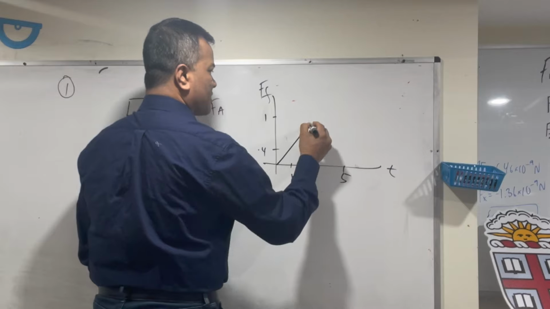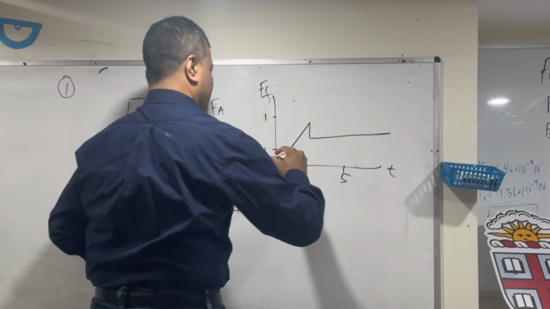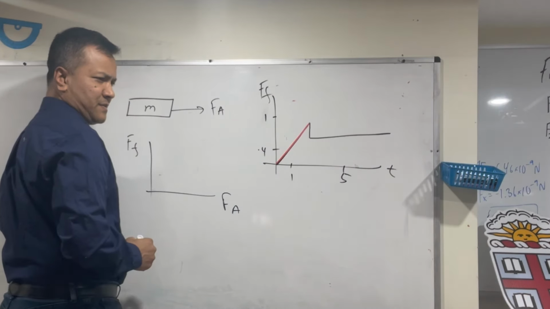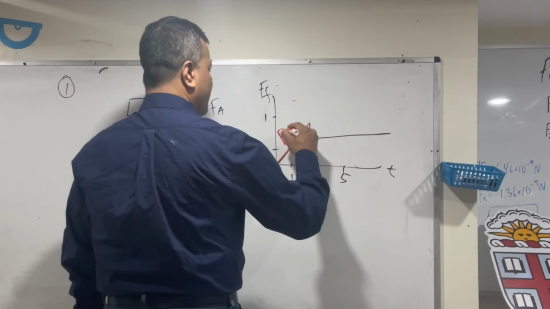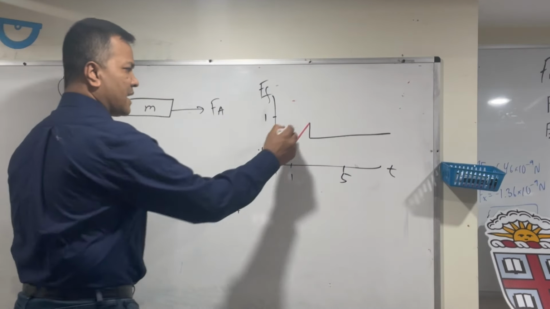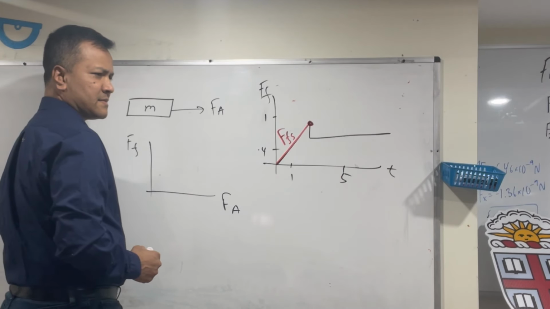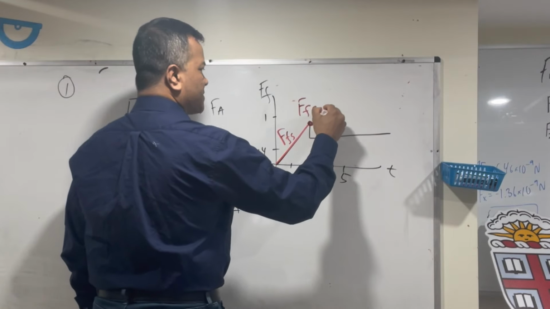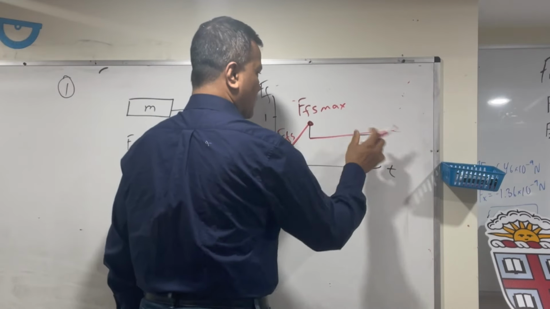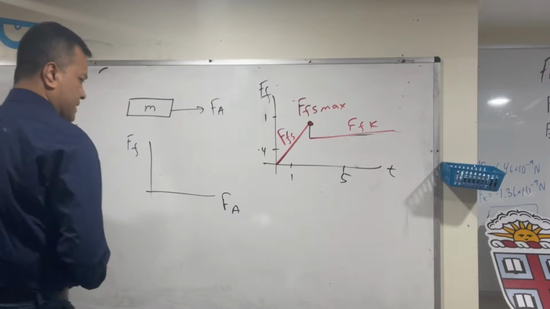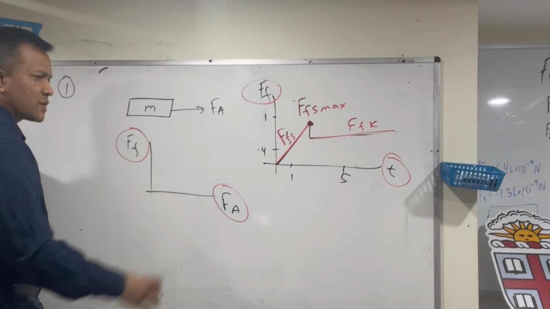So I'm going to draw a graph and you're going to tell me, Isaac, what is the name of the red line in terms of notation. Static friction, F_s. What is the name of right here? F_s max. What is the name of this one? F_k. That's true. Now come over here. This graph and this graph are similar. Agree? Okay.